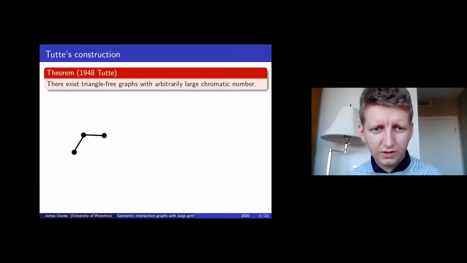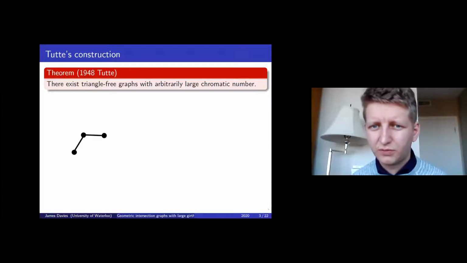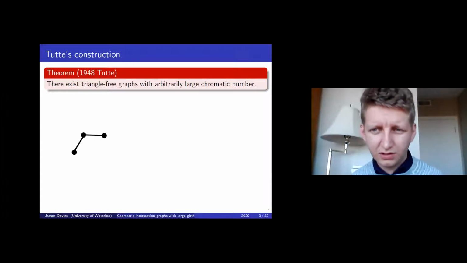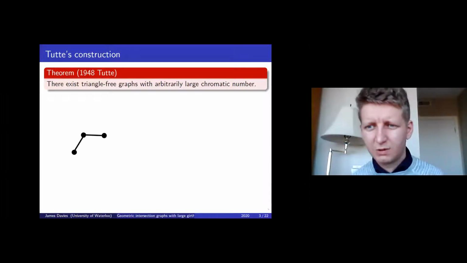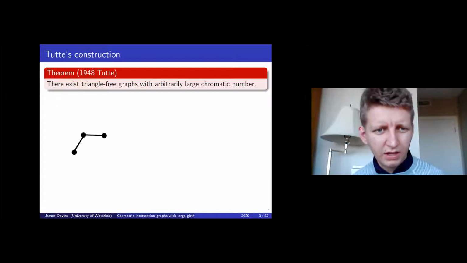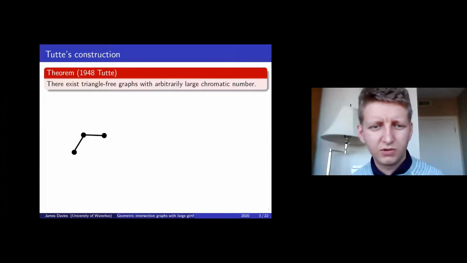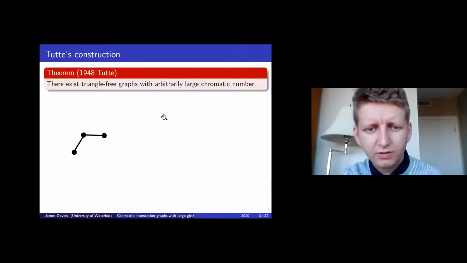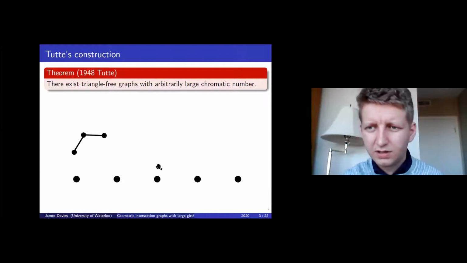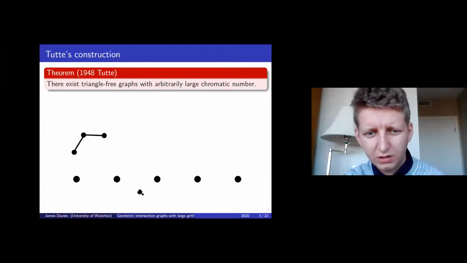So the idea here is to build up our triangle-free, large chromatic graph inductively. We start with this 2-chromatic graph. This is just a 3 vertex graph, clearly triangle-free. And we want to use that to build a new one with chromatic number 3 that's still triangle-free. The way we're going to start is to have 5 extra vertices. The idea of having 5 here is that, just by the pigeonhole principle, in any 2-coloring of these vertices, we're going to have 3 that get the same color.